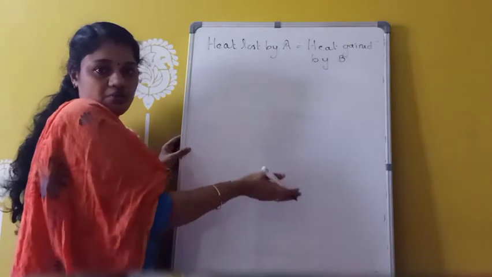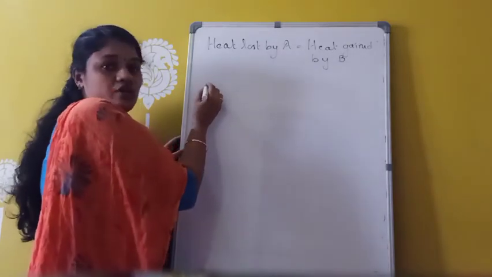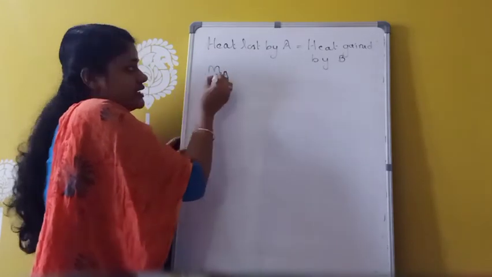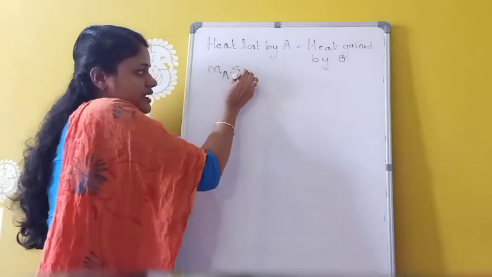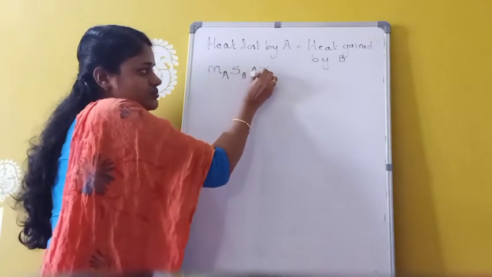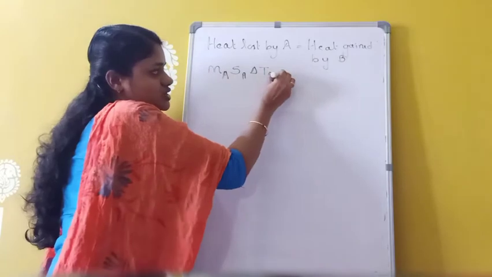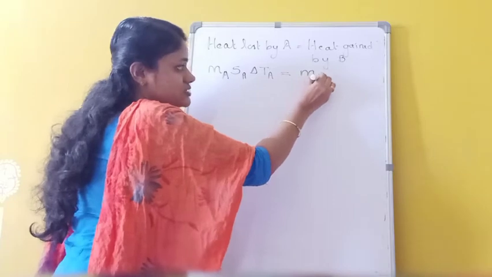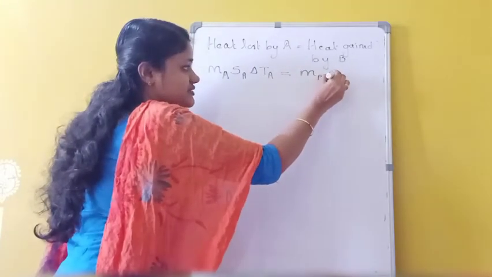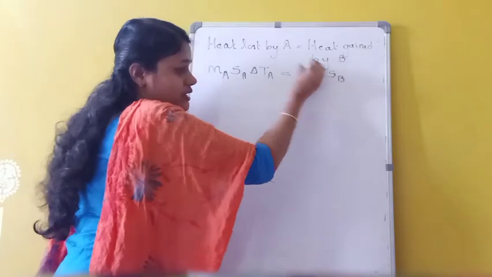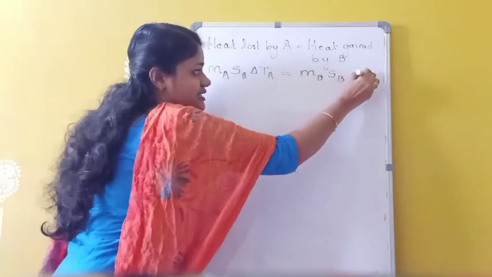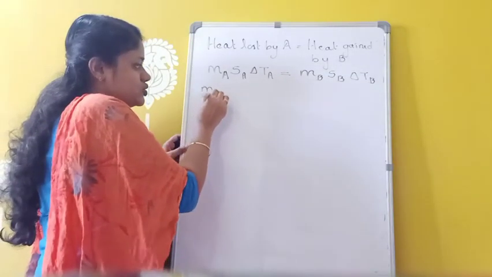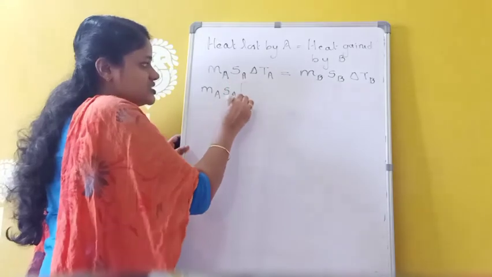And already we know the formula for heat. What is the formula? M into S into delta T. So for liquid A, how will you write? MA, mass of liquid A, into SA, specific heat capacity of liquid A, into delta TA, change in temperature of liquid A. That is equivalent to which one? Heat gained by liquid B. That means for liquid B, how will you write? MB, mass of liquid B, into SB, specific heat capacity of liquid B, into delta TB, change in temperature of liquid B. That means MA into SA into change in temperature of liquid A.